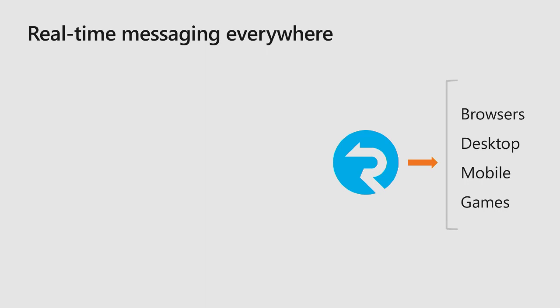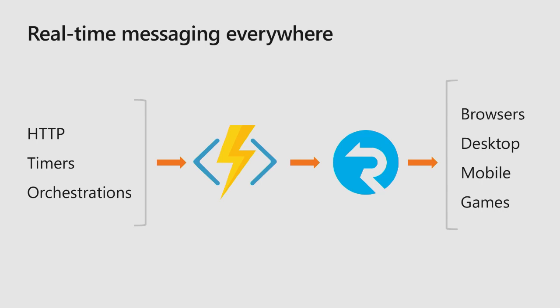So here's how the whole thing fits together. You have clients like browsers, desktop, mobile, and games connected to SignalR Service. Then Azure Functions sits in between events, and it publishes messages to SignalR Service. For instance, if you want a message to be published when an HTTP event occurs, just set up an HTTP trigger, and that's all you need. Same with timers. A really interesting one is using it with durable functions orchestrations. If you have a long-running durable function that's taking minutes or maybe even hours to finish, you can use SignalR Service to broadcast updates on the things that you're working on.